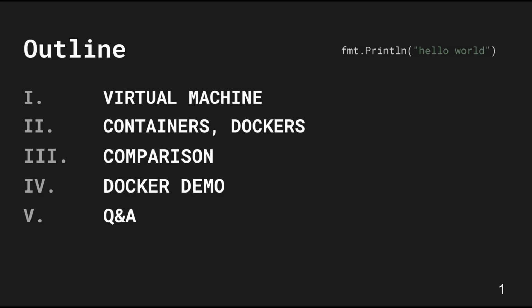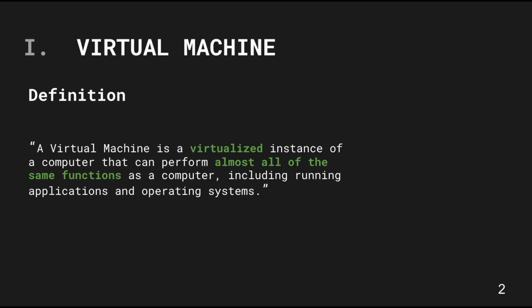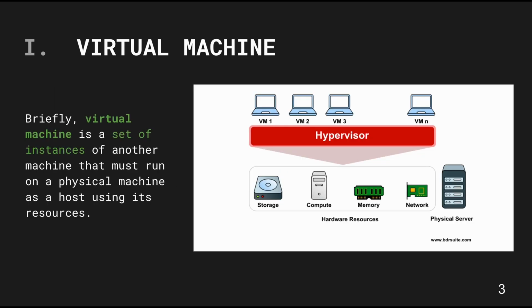So first, let's dive into what a virtual machine is. As a definition, it is a virtualized instance of a computer that performs almost all of the same functions as a computer, including applications and an operating system. Briefly, we can say the virtual machine is a set of instances that can be run on a physical machine that shares resources such as memory, storage, RAM, or network.